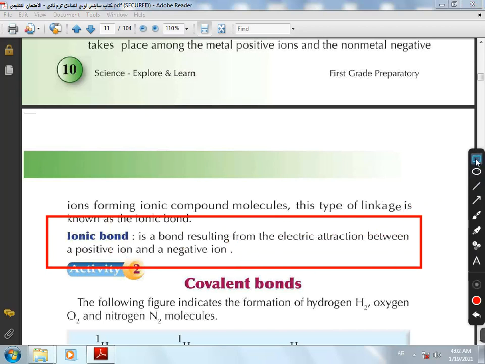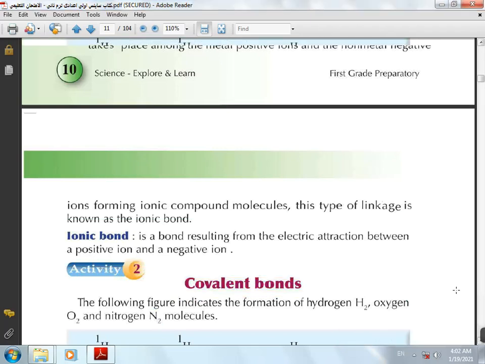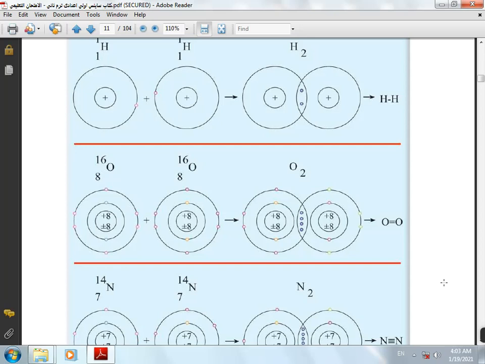The second type is covalent bonds. It occurs between two nonmetal elements. Each one of them shares a definite number of electrons.